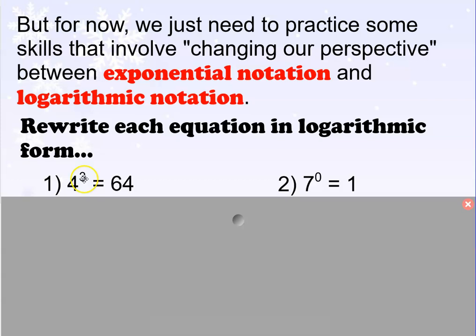So for example, 4 to the third is 64. We know 4 times 4 times 4 is 64. And 7 to the 0 is 1. Those are two equations that are true, and they're written in exponential form. And all we want to do is change it to logarithmic form.